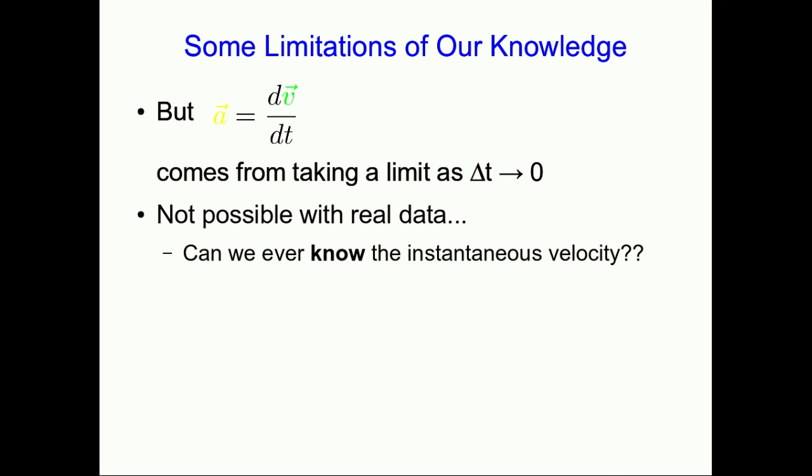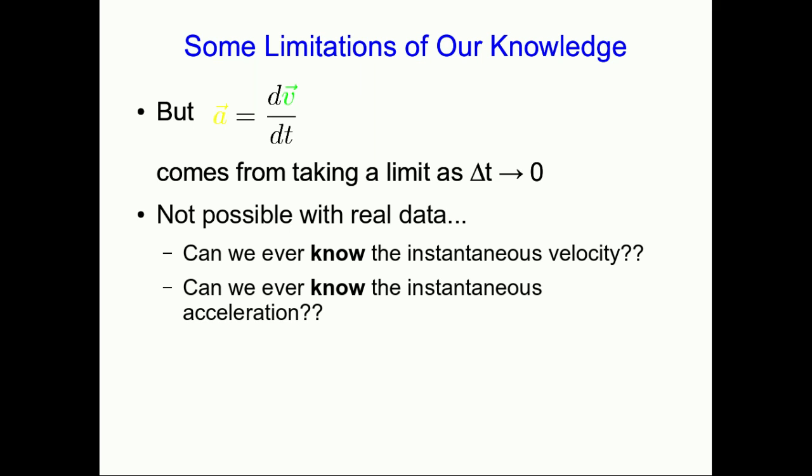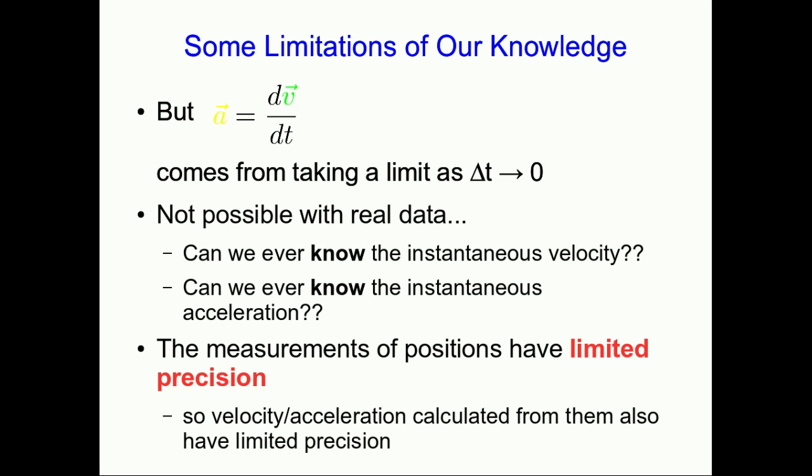And similarly, the acceleration comes from the velocity data the same way, and so you can ask the same question about acceleration. Well, back up. All of this is coming from data you have on position. And that data, anyway, is measurements, and so it has limited precision. So everything we measure has a limited precision.